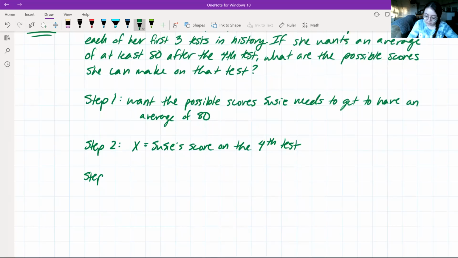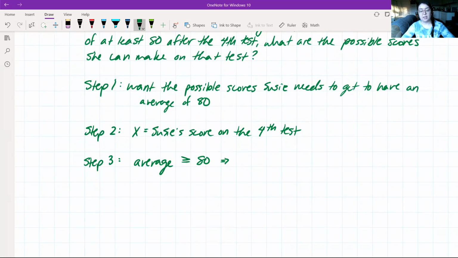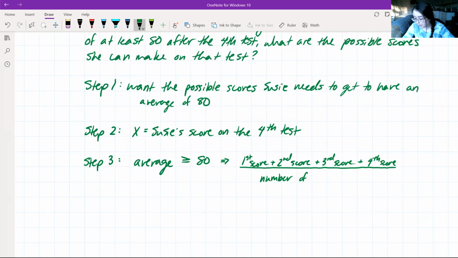Then step 3, we want to set up our equation. And in our equation, what we really want to happen is that we want our average to be greater than or equal to 80. We're saying that we want at least an 80, which means that we would love anything greater than an 80, but an 80 is also acceptable. So we want our average to be greater than or equal to 80. So really what this is going to turn into is our average would be our first score plus our second score plus our third score plus our 4th score. And this is all going to be divided by our number of tests. And we want this greater than or equal to 80.